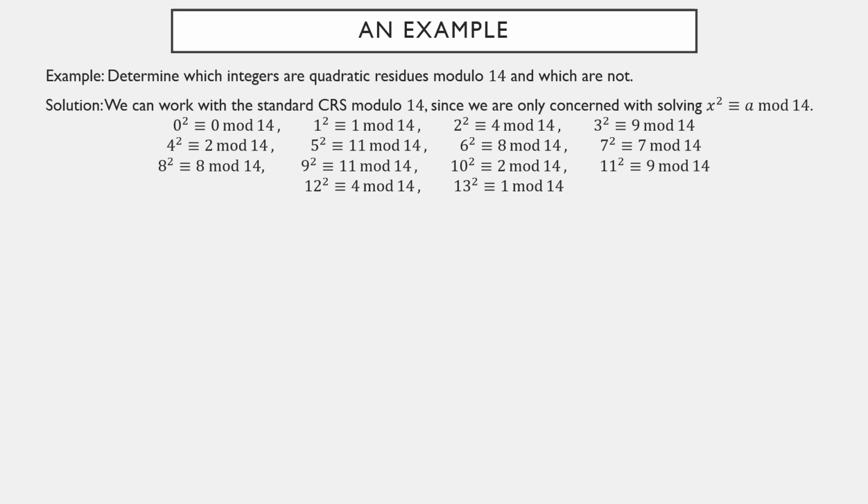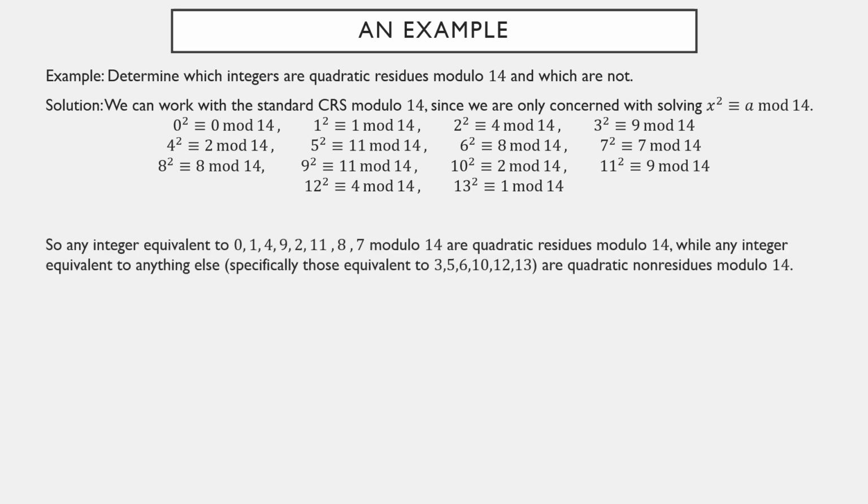So now what we've done, we've taken the entire complete residue system mod 14, the standard one. So we've taken the numbers 0 through 13 and squared them all, and then asked which element of the standard complete residue system, mod 14, they are equivalent to. The only integers we got out by squaring things were 0, 1, 4, 9, 2, 11, 8, and 7. So those are quadratic residues mod 14. Anything we didn't get out from any of our possible squares are quadratic non-residues mod 14. So 3, 5, 6, 10, 12, and 13 were never produced by squaring anything in the complete residue system mod 14. Therefore, those are the quadratic non-residues mod 14.